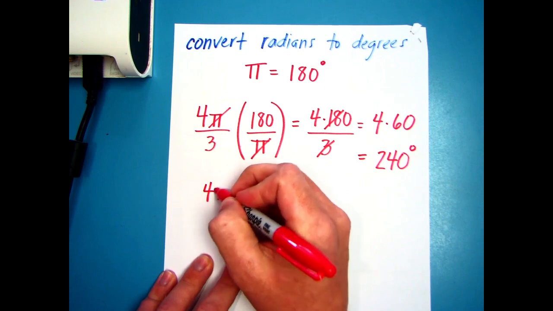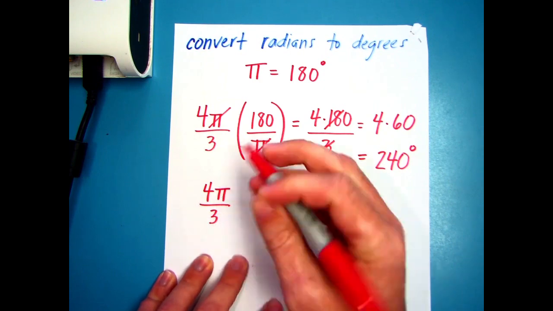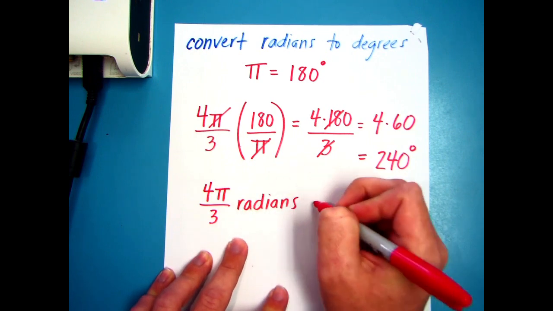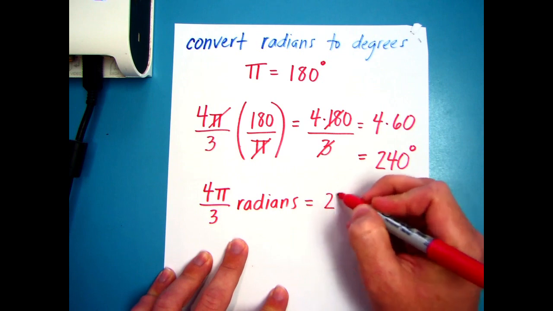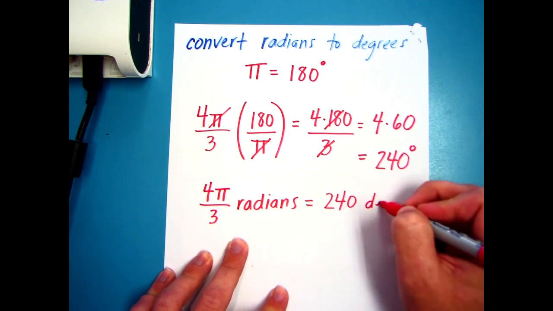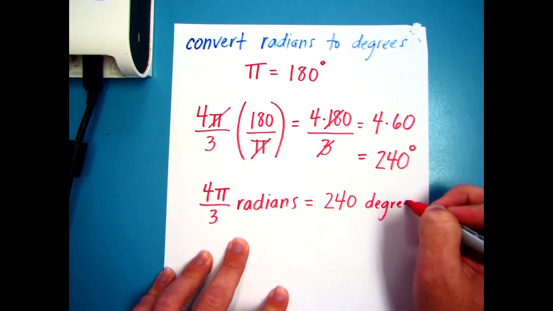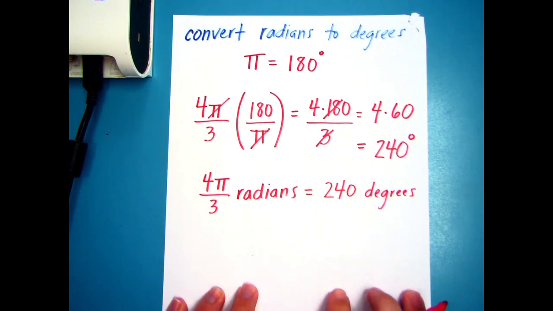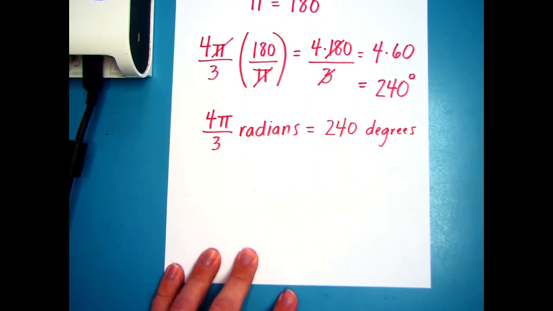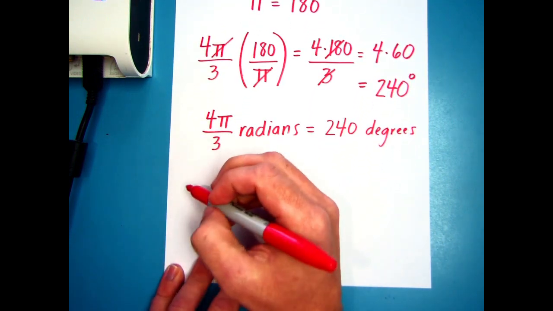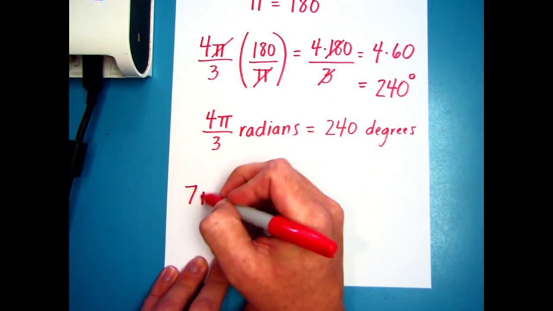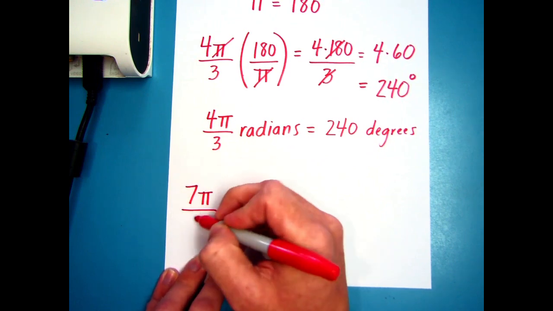So 4 pi over 3 radians is equal to 240 degrees. I have just converted radians to degrees. Let's try one more. I would like to convert 7 pi over 6 radians to degrees.